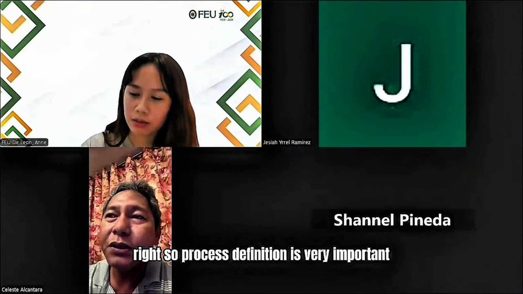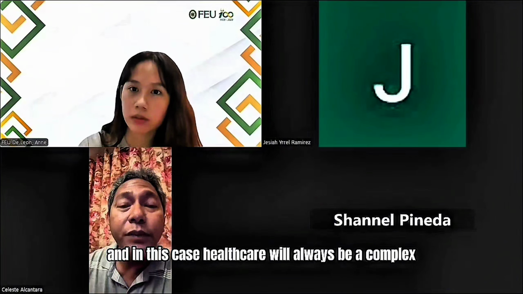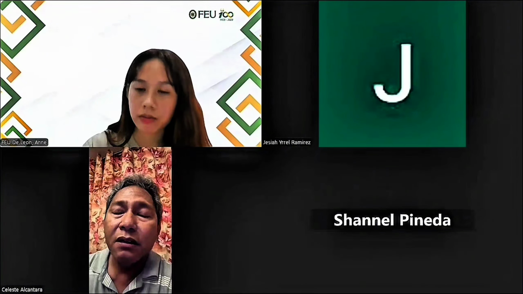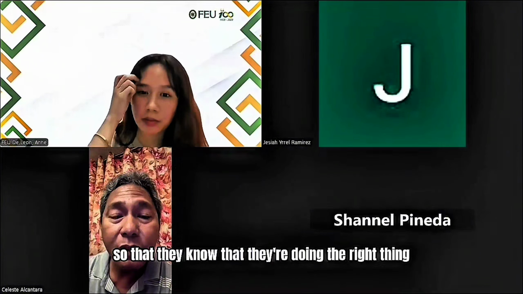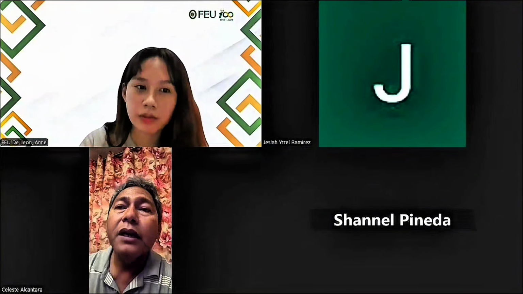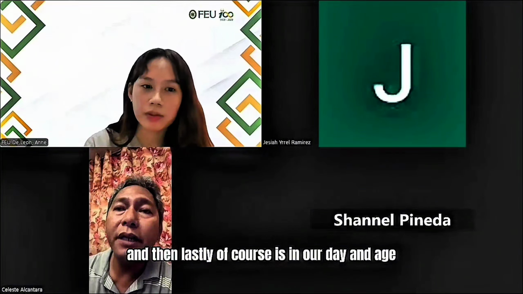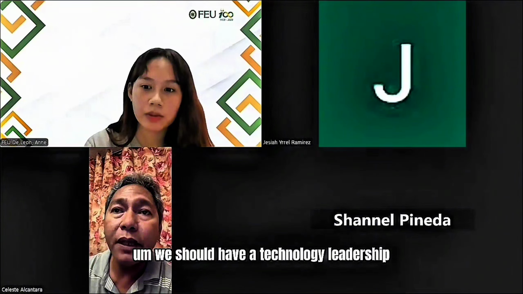So process definition is very important. Healthcare will always be a complex process, right? And so we should be able to define those different steps in the process so that they know that they're doing the right thing. And then lastly, of course, in our day and age, we should have technology leadership.